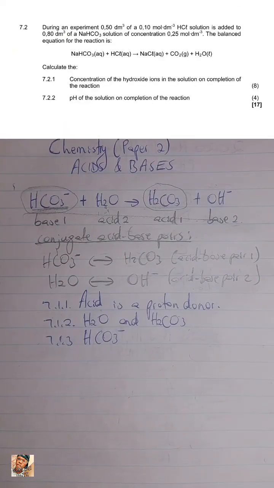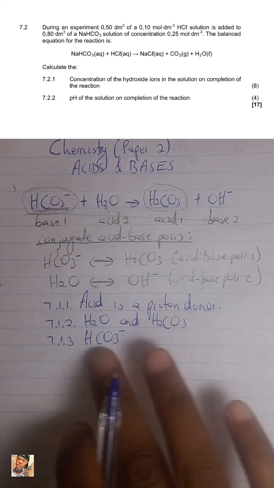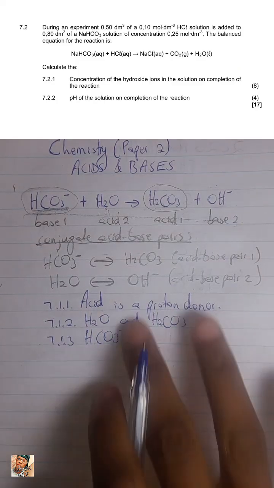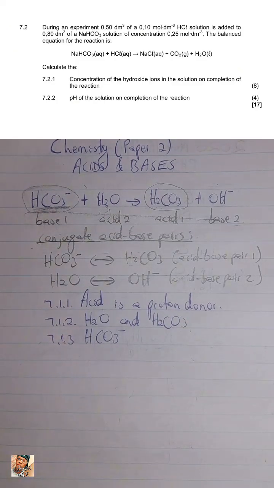Now let us go to 7.2. Many times, or in most cases, 7.1 and 7.2 are related. That means that you're going to need the information in 7.1 to answer 7.2. However, in this specific question paper, 7.1 and 7.2 are independent of each other. That means we don't actually need the information given in 7.1 to answer 7.2. Okay, now let us go to 7.2 and try to answer it.